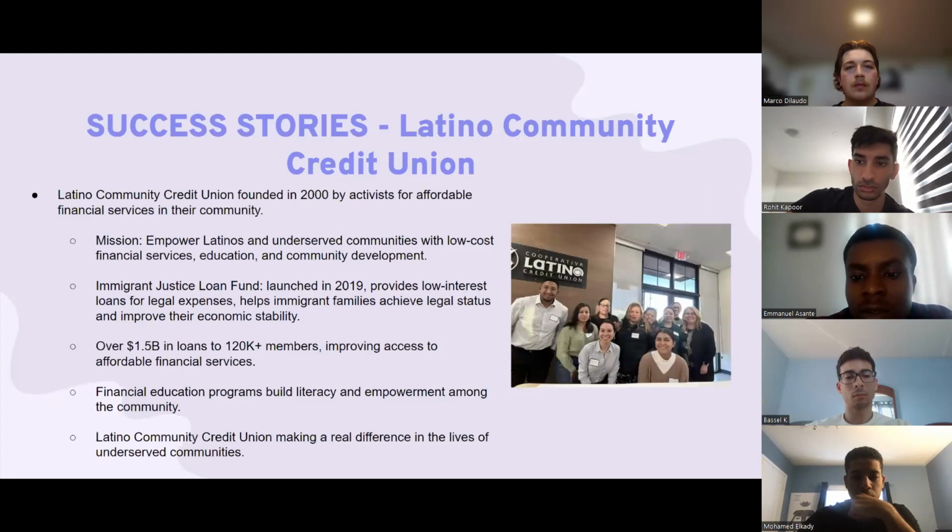So the impact of the Latino Community Credit Union's work on the community it serves has been significant as well. Since its inception, the credit union has provided over 1.5 billion in loans to over 120,000 members, many of whom would not have had access to affordable financial services otherwise. Additionally, the credit union's financial education programs have helped to build financial literacy and empowerment among the communities that it serves. Overall, the Latino Community Credit Union is a powerful example of a financial institution that's making a real difference in the lives of underserved communities.